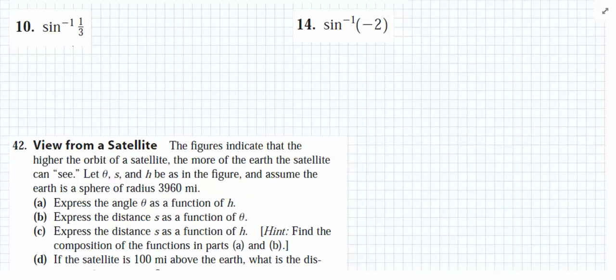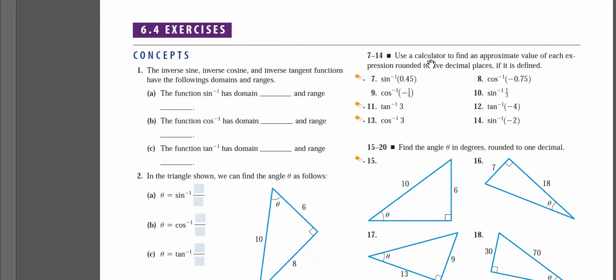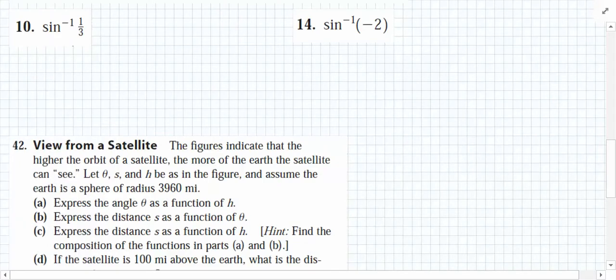Let's take a look at number 10 and number 14. The instructions in the textbook ask us to use a calculator to find an approximate value of each expression rounded to 5 decimal places. So in this solution here, sine inverse of 1/3, keep in the back of your mind that this is really asking us to find some theta, some angle measurement, so that sine of that angle measurement is equal to 1 divided by 3.